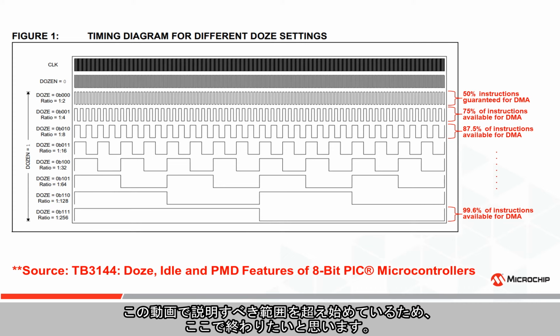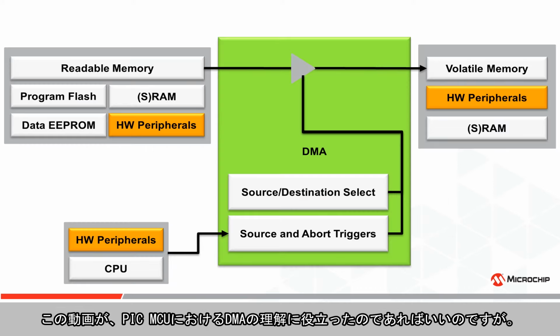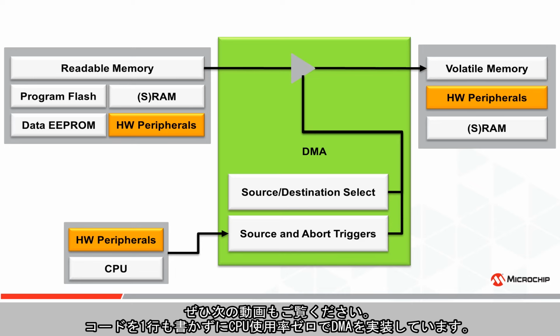I'm going to end here since we are starting to go into broader concepts that are beyond the scope of this video. Hopefully this video helped shed some light on direct memory access on PIC microcontrollers. If you made it this far, check out the next video where we implement this without writing any lines of code and zero CPU utilization.